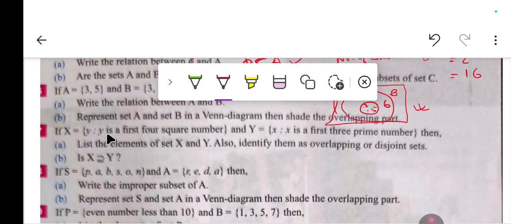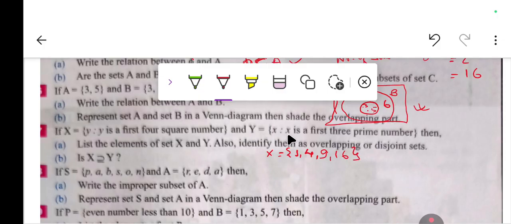X is equal to y such that y is the first four square numbers. So what are the first four square numbers? Let us write that first. So x will be equal to 1, that is the square of 1 is 1, square of 2 is 4, square of 3 is 9, and square of 4 is 16. So these are the first four square numbers.